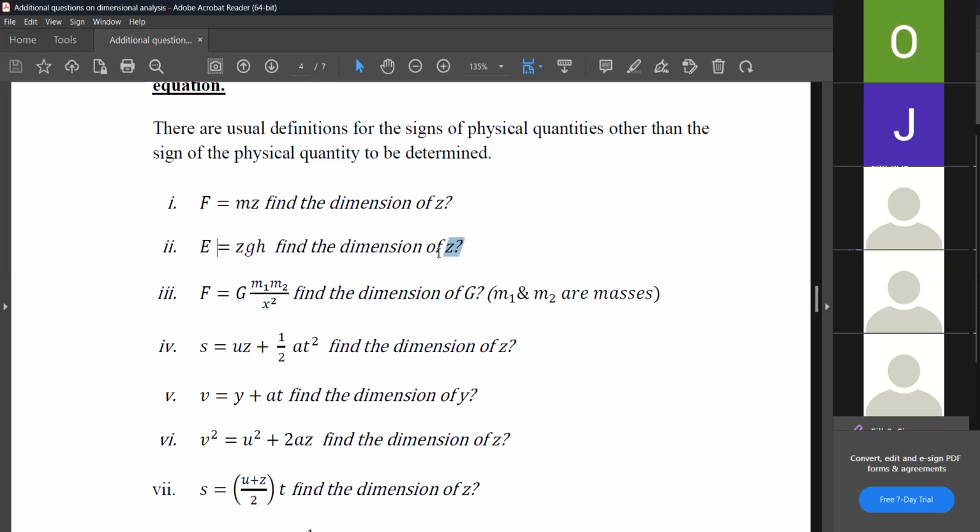So you can use the answers of these dimensions and find the units of the given terms. Okay, let's do up to question number 6.